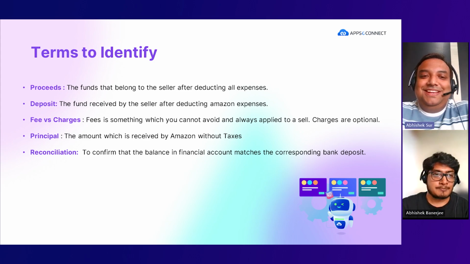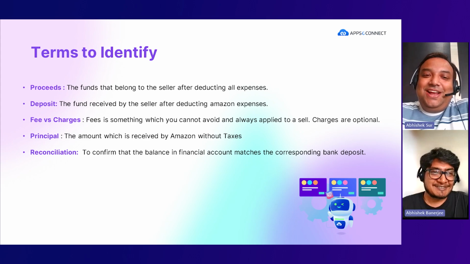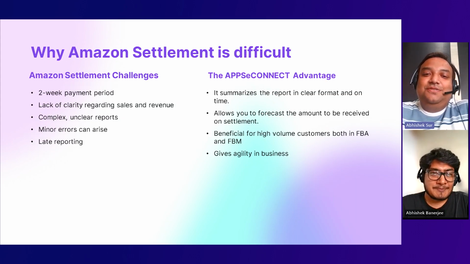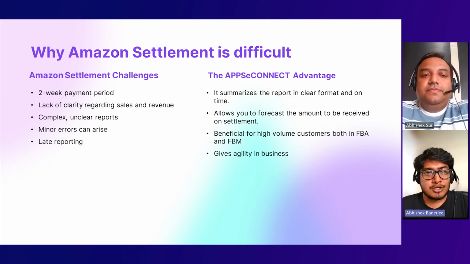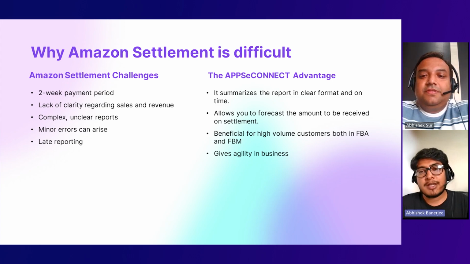Too many concepts. Okay, now let's discuss the challenges which people face while handling the data in Amazon. Basically, there's a two-week payment period, 14 days, and during this period the seller will have no idea what the final amount will be for the individual sales. You will see all of the amount as proceeds, and finally, during deposit, some of the charges might be deducted too and then deposited to the account.